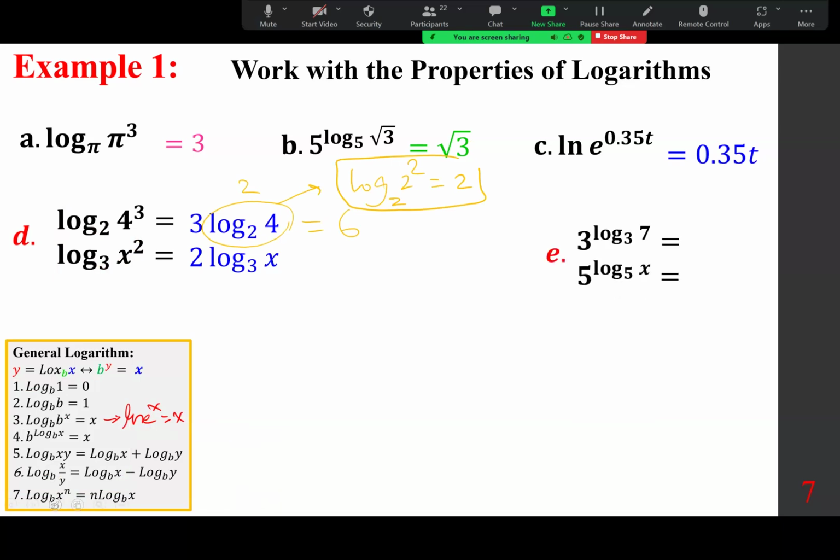Now, 3 to the power of log 7 base 3, 5 to the power of log x base 5. What are we looking at? Property number 4. I was going to say question number 4. Property number 4, everybody. Makes this one 7, makes this one x.